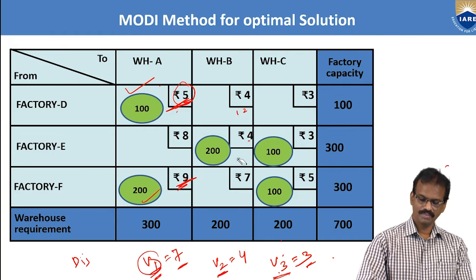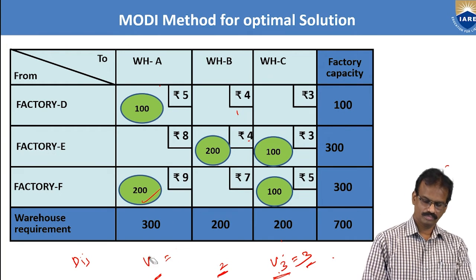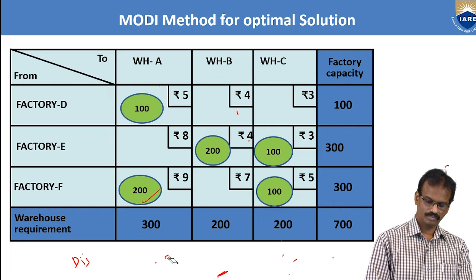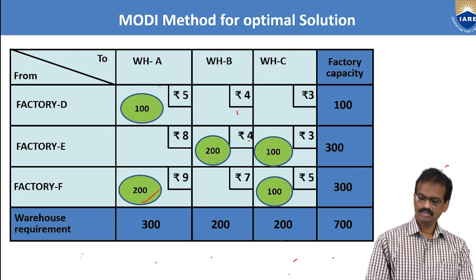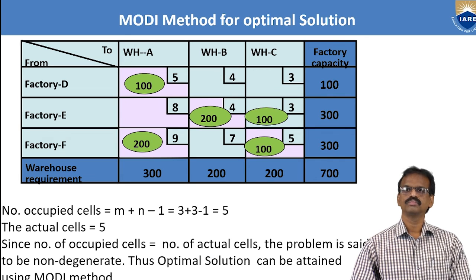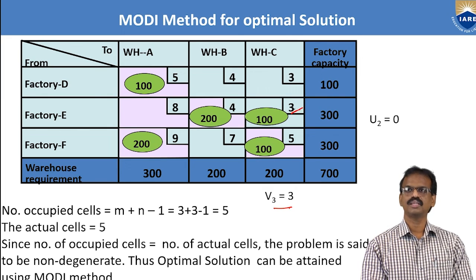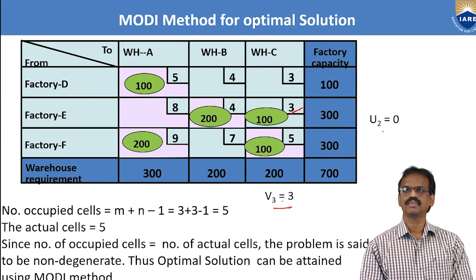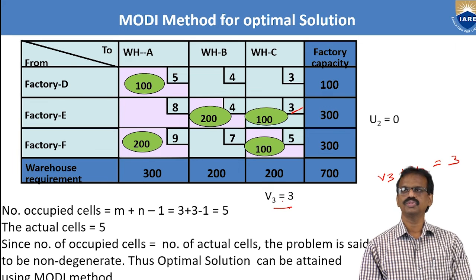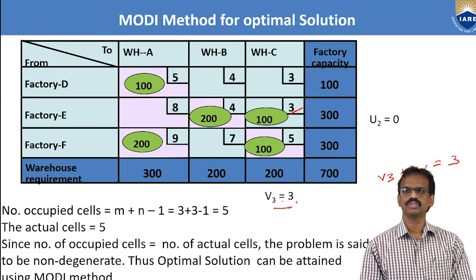By the clipping method, these are the allocated cells. First of all, I have taken U2 is equal to 0, then you can find out V3 is equal to 3, because 3 is nothing but V3 plus U2. V3 plus U2 is equal to 3, and U2 is equal to 0, which you know was already taken. So V3 is equal to 3. This way.